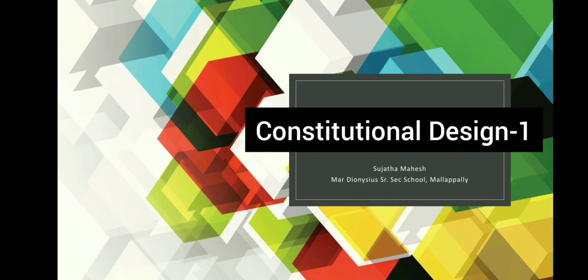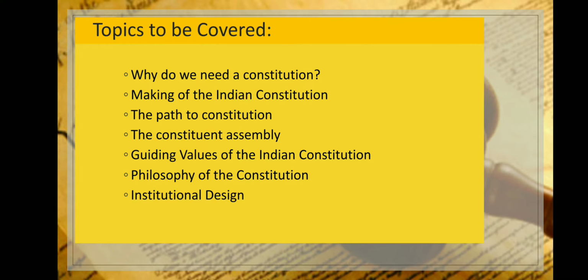Today we learn a new chapter from Politics, Chapter 2 Constitutional Design. Okay, let us see which are the topics to be covered. We'll discuss why do we need a constitution, making of the Indian Constitution, the path to constitution, the Constituent Assembly, guiding values of the Indian Constitution, philosophy of the Constitution, and institutional design.